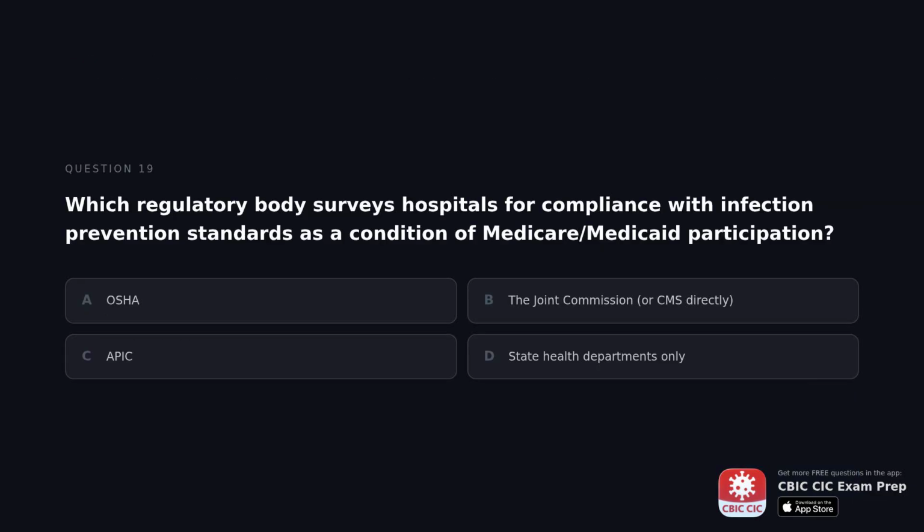Which regulatory body surveys hospitals for compliance with infection prevention standards as a condition of Medicare/Medicaid participation? A. OSHA. B. The Joint Commission or CMS directly. C. APIC. D. State health departments only.